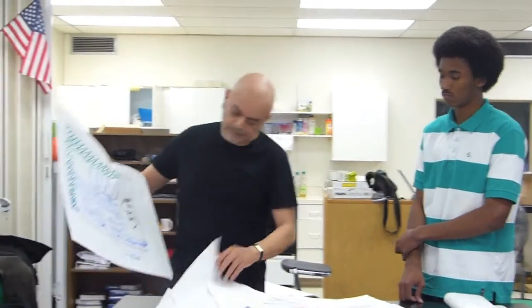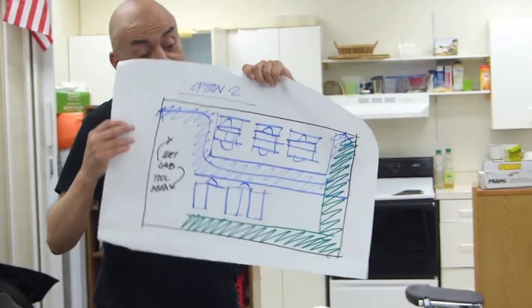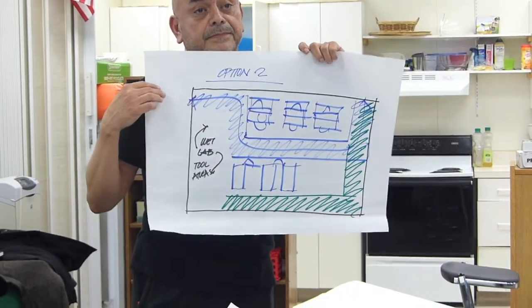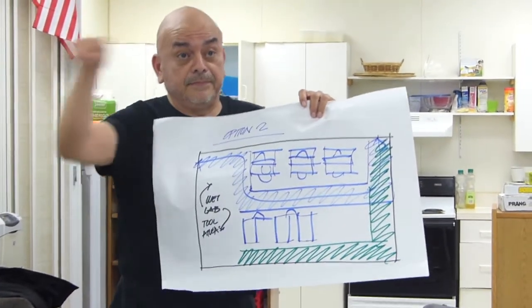Option number 2, maintaining the same circulation. Actually, not the same circulation. The main circulation divides the space in 2. Both walls remain teachers' domain.